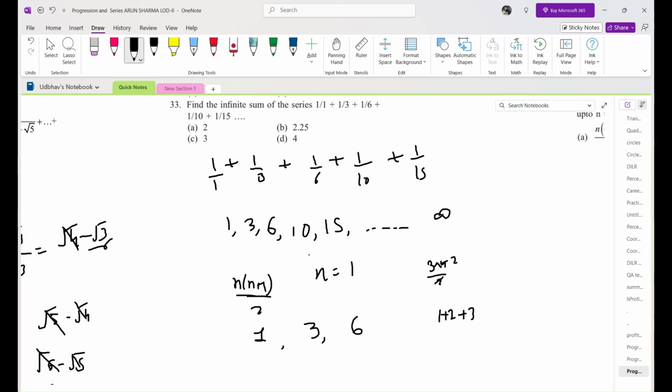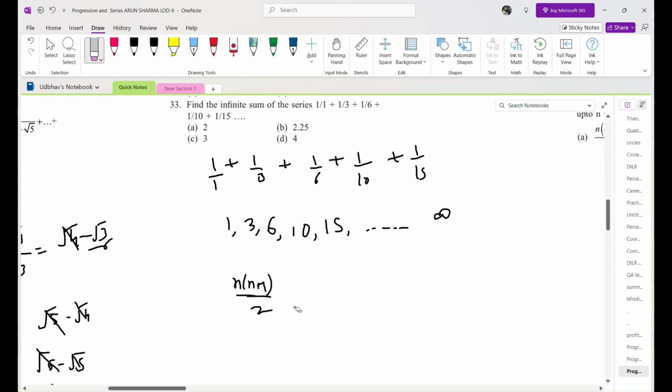Each term is the sum of the natural numbers up to that term. If this is the fifth term, then the fifth term equals the sum of the first 5 natural numbers. The fourth term equals the sum of the first 4 natural numbers. The third term equals the sum of the first 3 natural numbers. So what do we get? We got the pattern for the denominators.